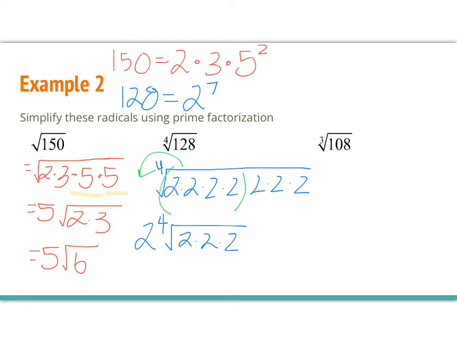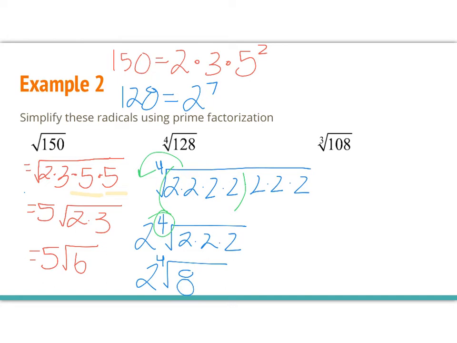Now I can't take that out because there's not enough 2's. There has to be just as many as this root itself. Therefore, we will write this as 2 fourth root of 8. Last one here, the cube root of 108.